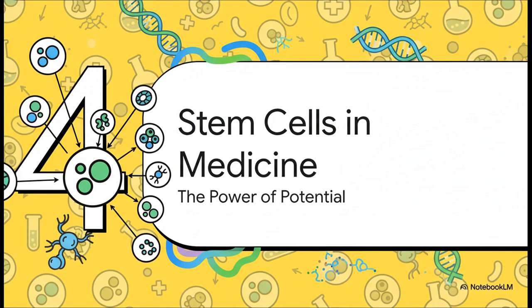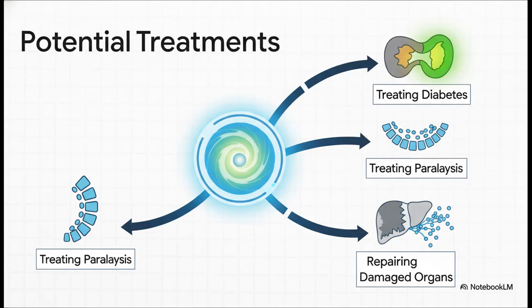So this ability to turn into different cells isn't just a cool party trick for biologists. It has absolutely massive, potentially revolutionary implications for medicine. Just think about the possibilities here. Scientists are working on using stem cells to treat conditions that we currently have no cure for. Imagine being able to grow new nerve cells to help someone who is paralyzed walk again, or growing new insulin-producing cells for a person with diabetes. This isn't science fiction. It's the incredible promise of stem cell technology.